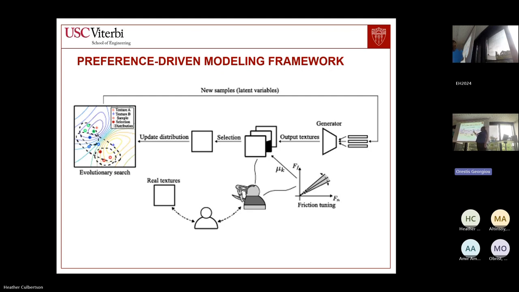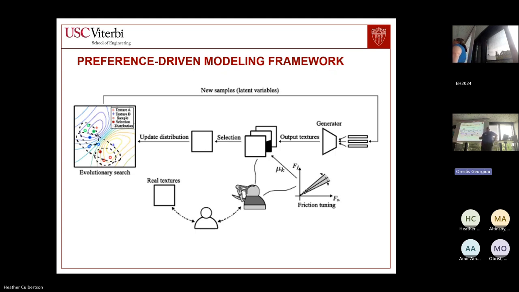First, we choose 3 random points within our latent space, and we generate 3 possible virtual textures. Then the user is going to feel those 3 virtual textures. We have it through a voice coil on a 3D Systems Touch device. Then the user is going to compare them to the real texture. Then all the user has to say is which one feels closest to the real texture.